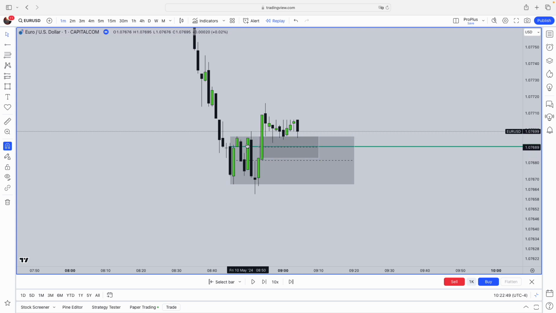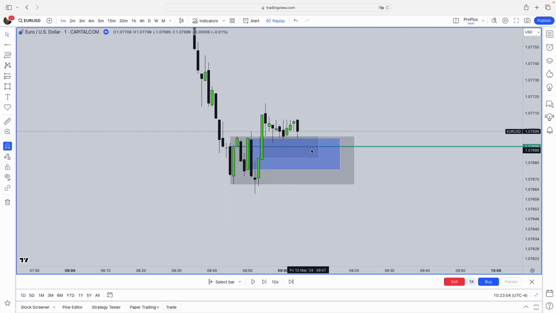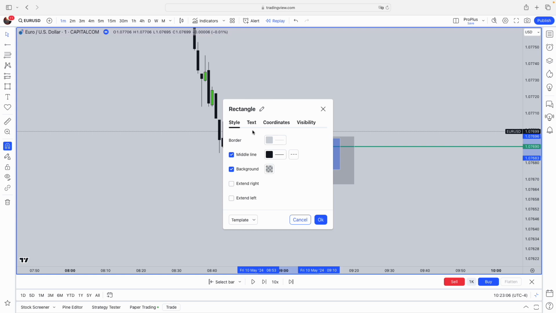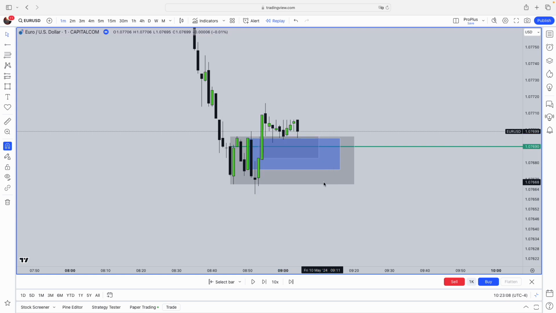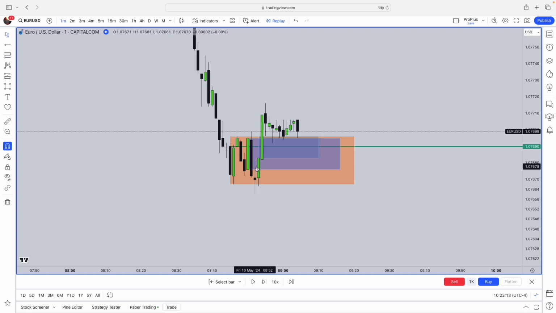What's this here? This is the breaker. So the breaker is inside the fair value gap. Okay, let me just take off that and change it to blue. And then take this off here, make it different. Let's take that off. So this is the bullish order block here. Bullish order block's orange. Bullish breaker is blue, and then the grey is the fair value gap, the BISI. So our entry is the BISI.